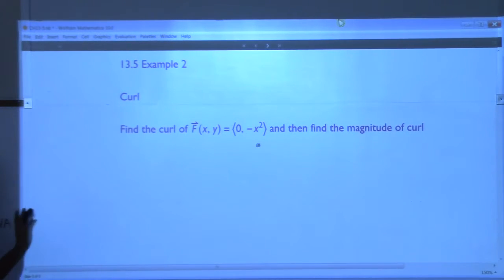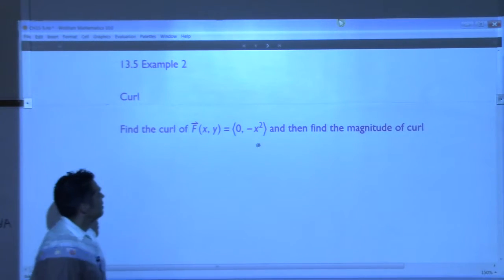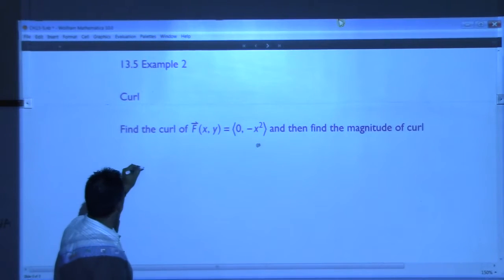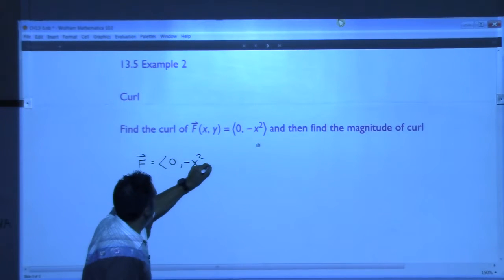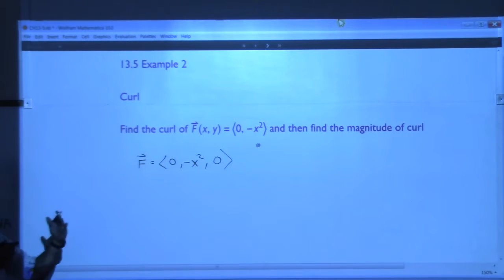Well, let's talk about this one before we do it. What's the problem with this question? Find the curl of this vector field. The vector field's two-dimensional, right? And to do a cross product, we need three components. So we talked about this in the beginning. We just extend this field out, right? We can change it to be 0, negative x squared, 0. And now it's in three-dimensional space, and so you can do the cross product with the partials.